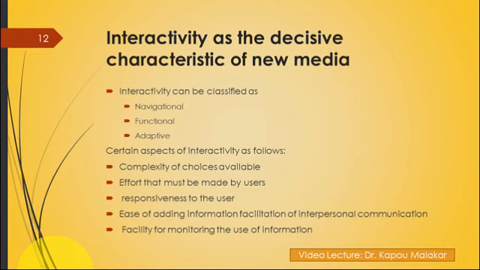The first aspect is complexity of choices, which is being available for users, since the greater the number of hyperlinks provided on a website, quite obviously the greater the range and complexity of choice available to the reader or user.